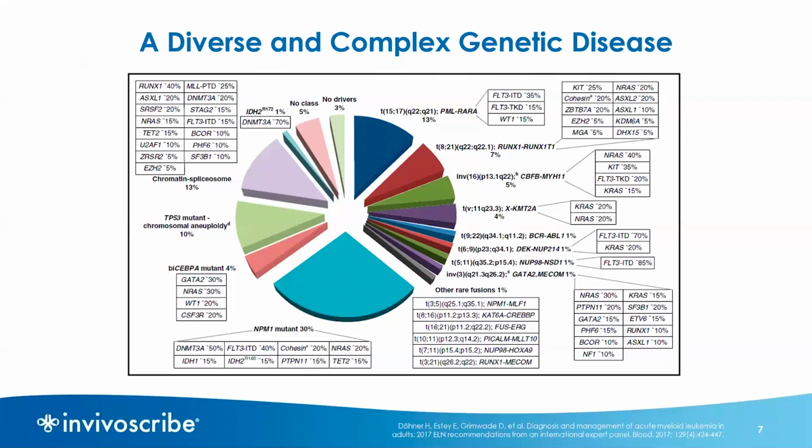That being said, advances in molecular techniques in the past, I would say 20 years, uncovered a complex, dynamic, and diverse genetic disease with multiple somatically acquired driver mutations, as you can see here, coexisting competing clones, and disease evolution over time, as highlighted in this paper, which was pulled from the 2017 European Leukemia Net recommendation paper.